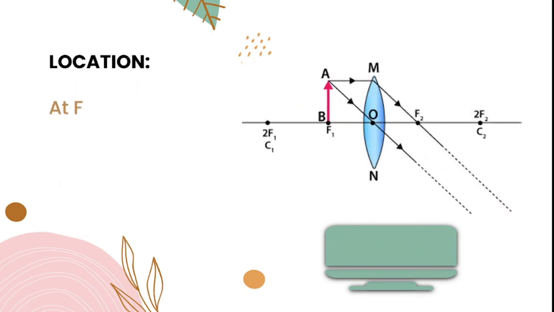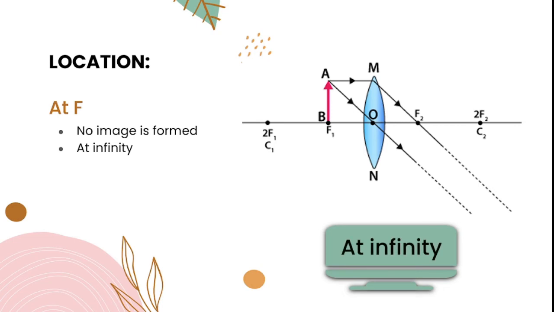If the object's location is directly at the focus, there will be no image formed, and it is at infinity. In this location, there will be no intersection between the converged principal rays.